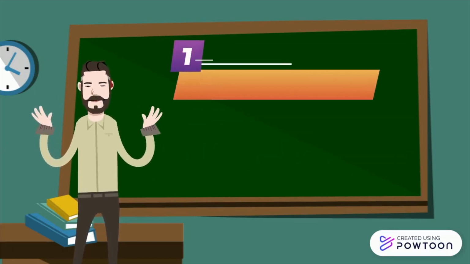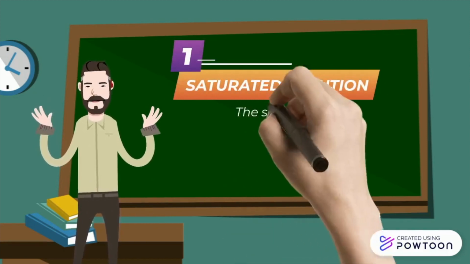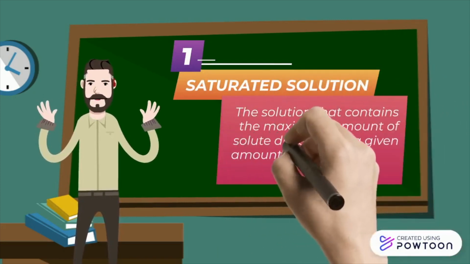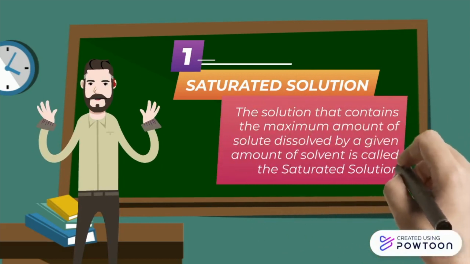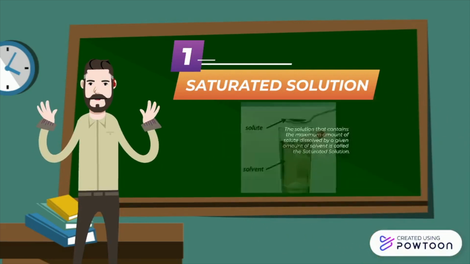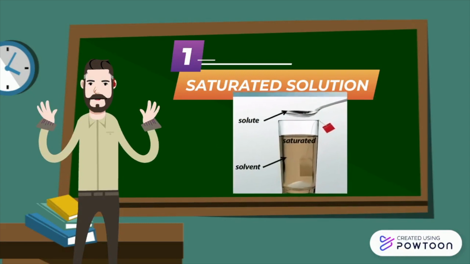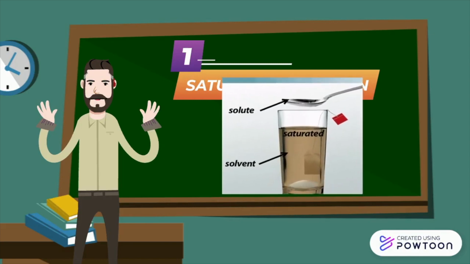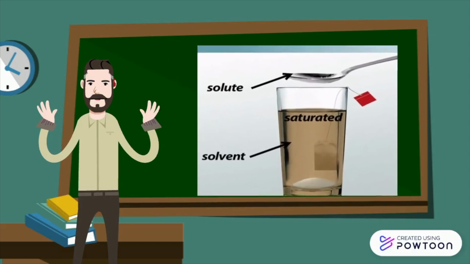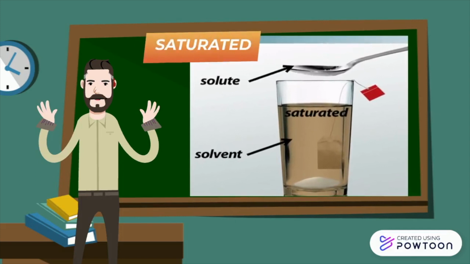Let us first talk about the saturated solution. The solution that contains the maximum amount of solute dissolved by a given amount of solvent is what we call the saturated solution. So, if you add more solute to the solvent, it will no longer dissolve. The solution has reached its saturation point. The presence of an excess solid which can no longer dissolve is evidence that the solution is saturated.